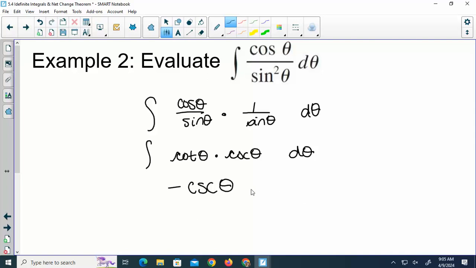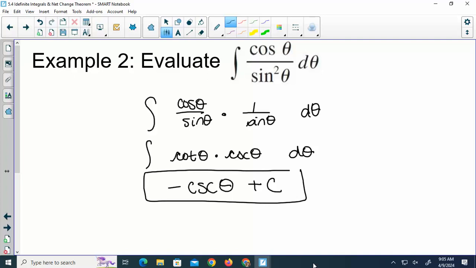And then what else do we have to have? So the only reason we were able to do this antiderivative of a product was because the derivative of cosecant is that product. So it was one that we've seen before.